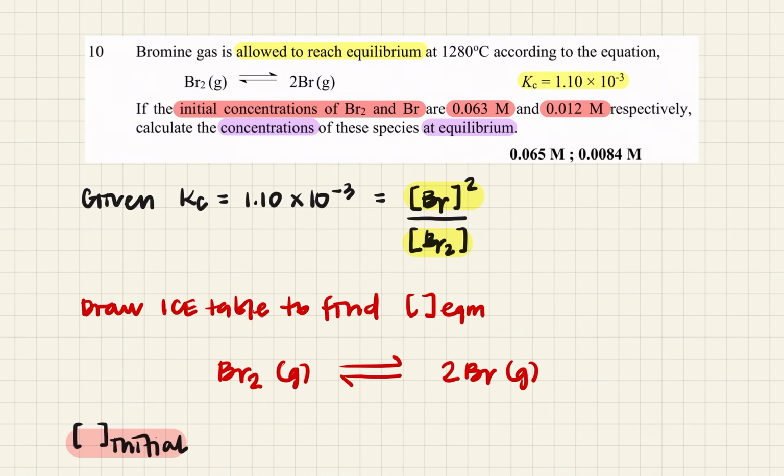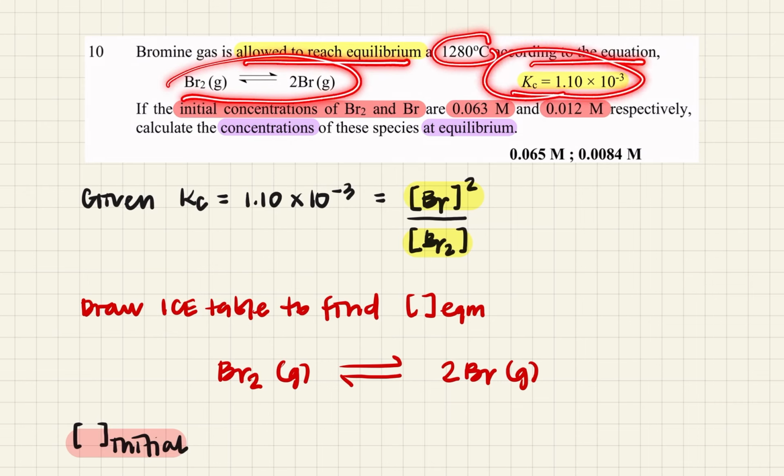Next, number 10 is also like just now. But here we got a quadratic equation. So just do this slowly. So bromine gas is allowed to reach equilibrium at this temperature according to this equation.